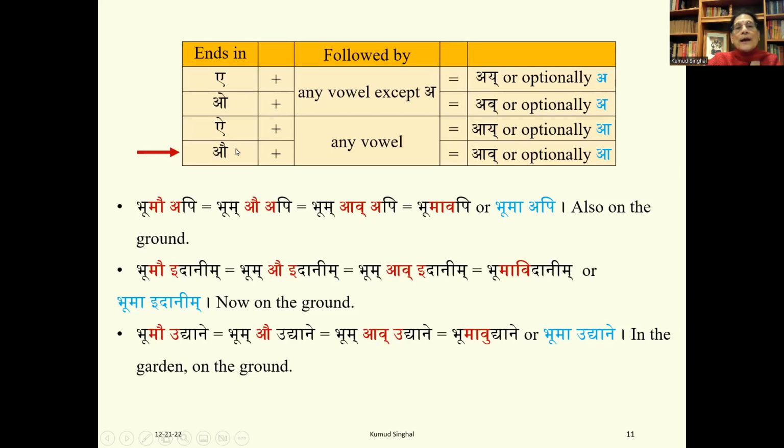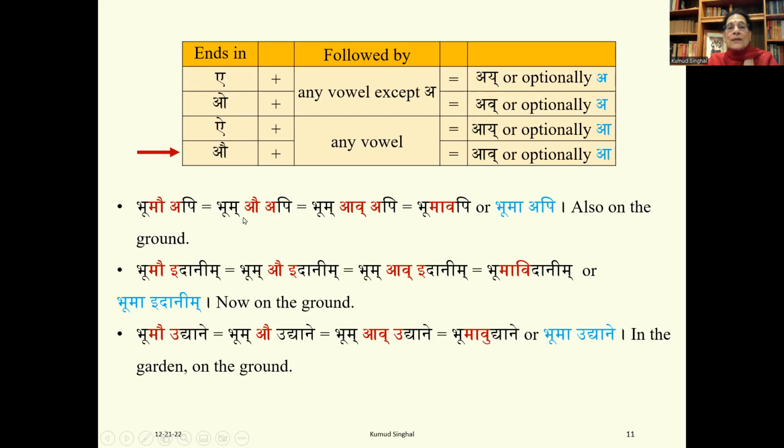So in O, again, if it is O followed by any vowel, then au followed by any vowel, then au is replaced by av. So thing to note is if it is A or I, then it is I and I. And if it is O and au, then it is av or av. So bhumau api. Bhumau, the pratipadikam is bhumi. Bhumau is seventh case, singular. So on the ground. Bhumau api, also on the ground.